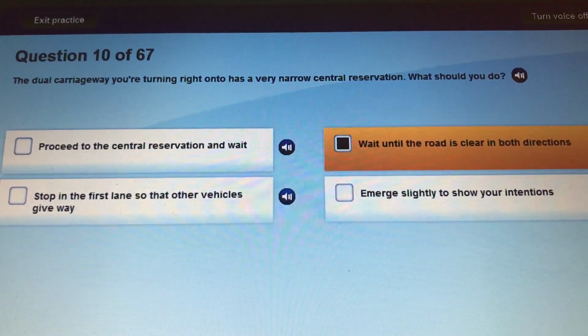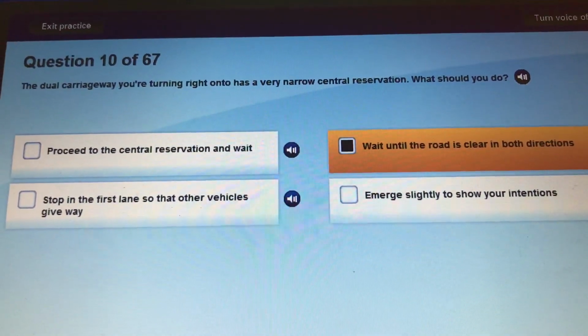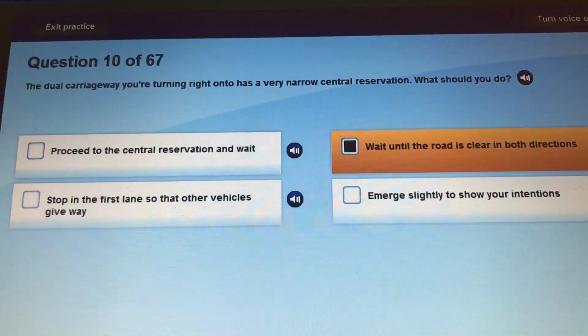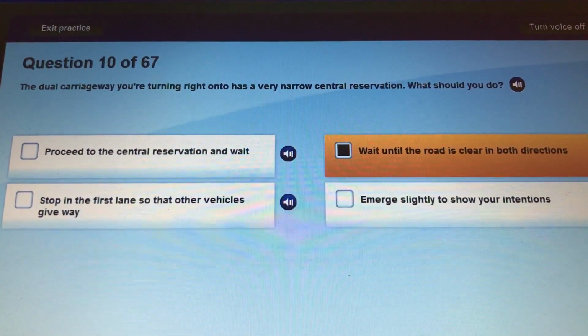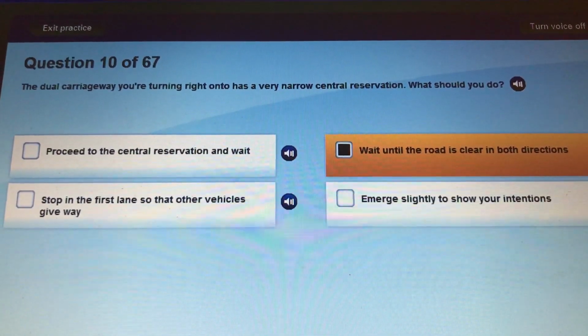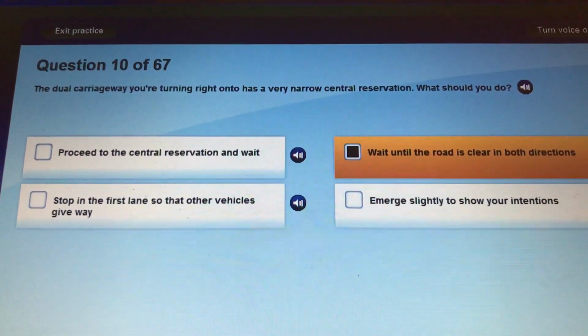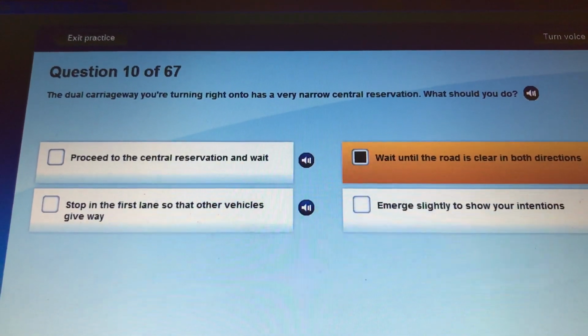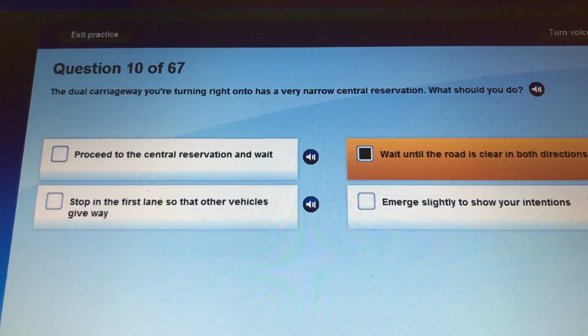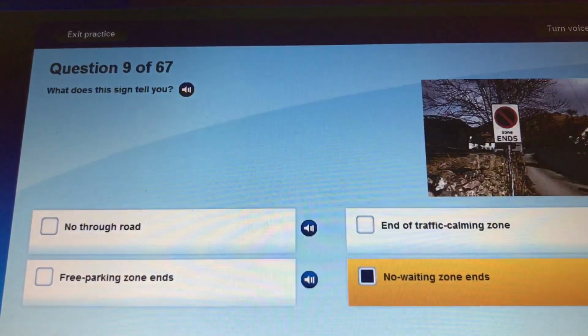The dual carriageway you are turning right onto has a very narrow central reservation. What should you do? Before turning, you have to wait until the road is clear in both directions.